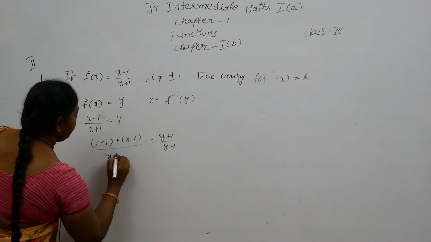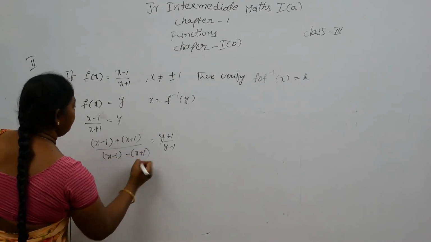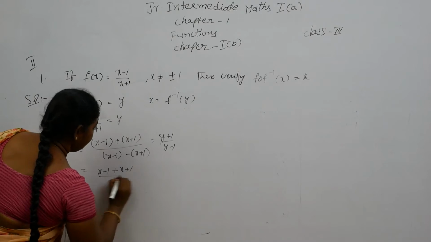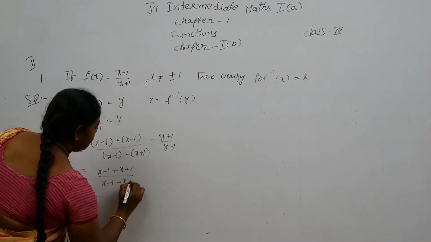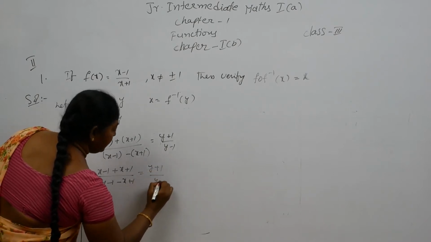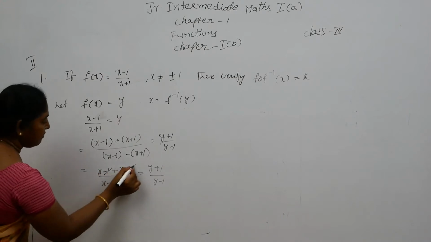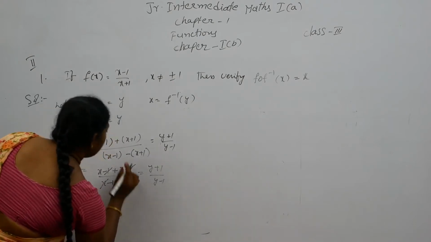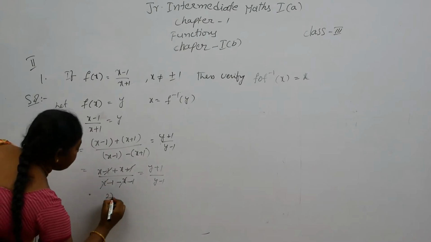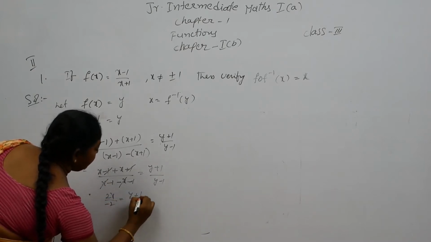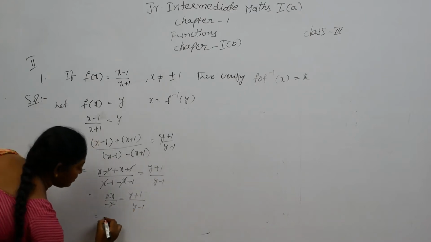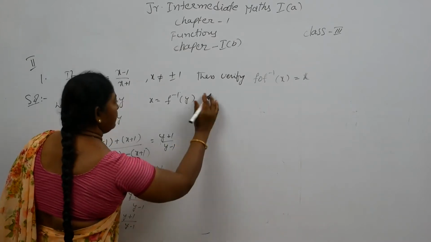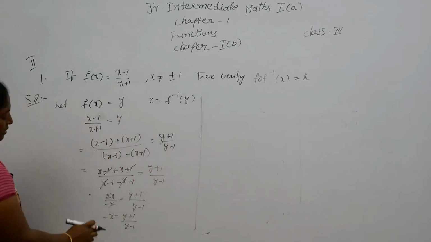So x minus 1 minus x plus 1, that equals x minus 1 plus x plus 1 by x minus 1 minus x plus 1 equals y plus 1 by y minus 1. Here minus 1 cancels and minus x cancels. Minus into plus is minus. So here 2x by minus 2 equals y plus 1 by y minus 1. 2 cancels, so minus x equals y plus 1 by y minus 1. So we find the minus x value.